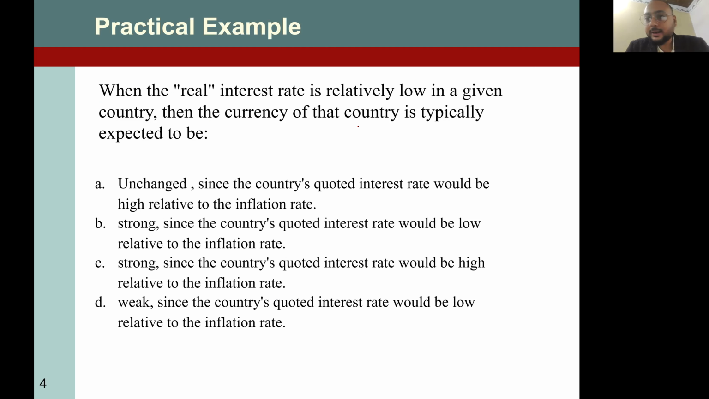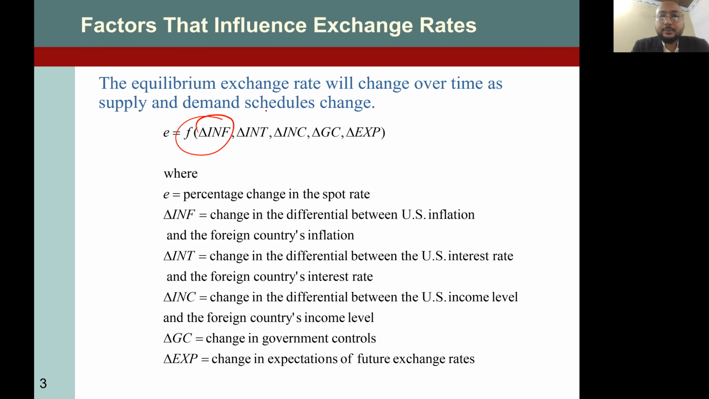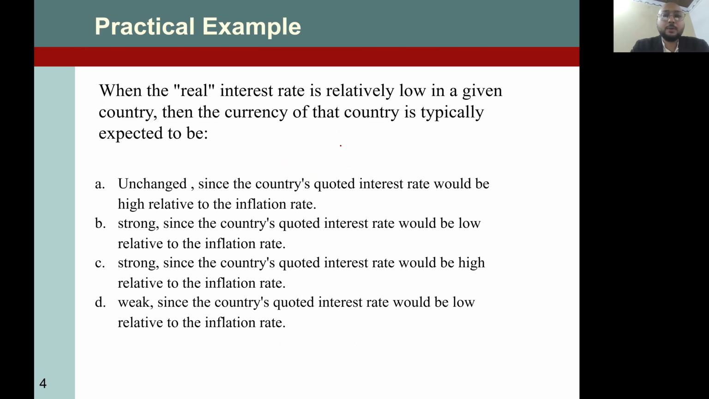Okay, so let's talk about some practical examples. First, the five factors that cause changes in the exchange rate: relative inflation, relative interest rate, relative income, changes in government control, and change in expectations. So let's talk about the example here. I would be needing your participation, 100% participation here. For our first practical example, those who are watching online, please stop the video here, read the question and try to guess the answer, and then compare your answer here.